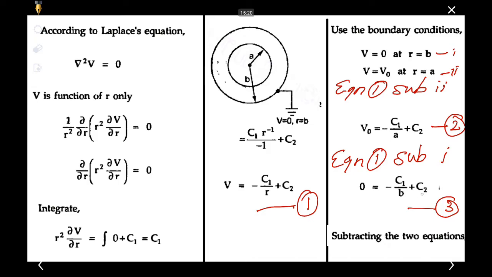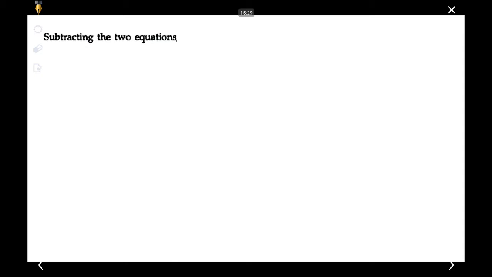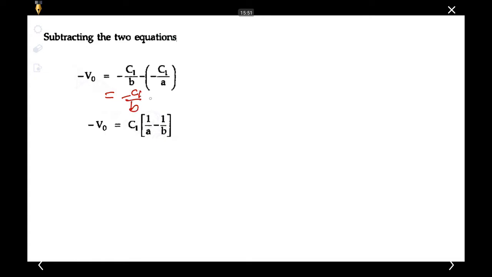So C2 will become 0. So you will get minus V0 is equal to minus C1 by B plus C1 by A. Take C1 commonly outside, so you will get C1 into (1 by A minus 1 by B). So after multiplying, you will get minus C1 by B plus C1 by A, and taking C1 commonly outside, I get 1 by A minus 1 by B.